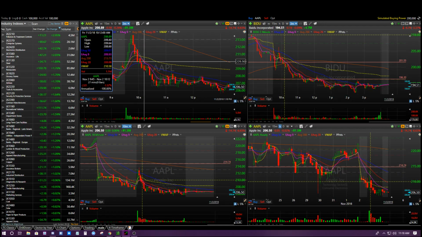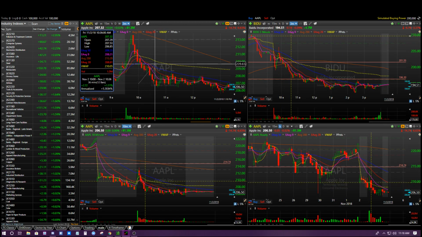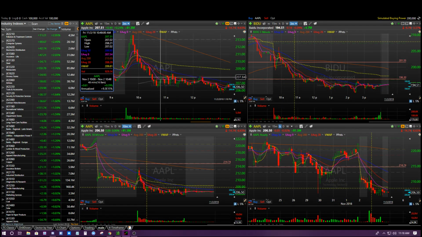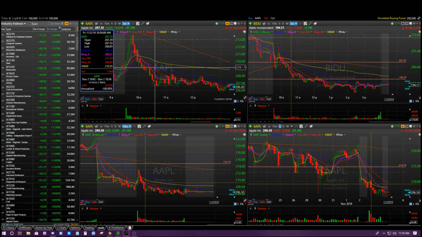And a lot of times stocks will come down, they'll sell off, and they'll bounce up right into that VWAP and then sell back off. And you can look to take things short right at the VWAP as it rejects the VWAP. So I use it as a support and resistance.